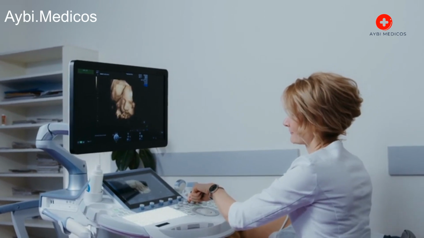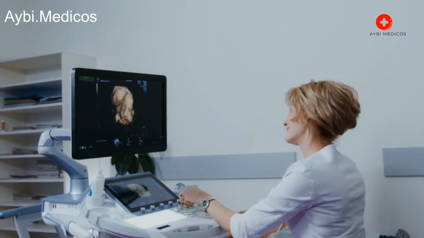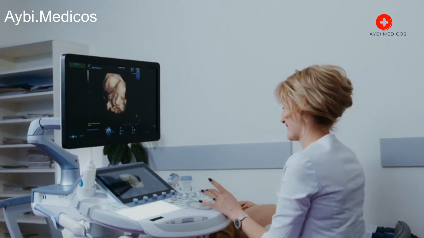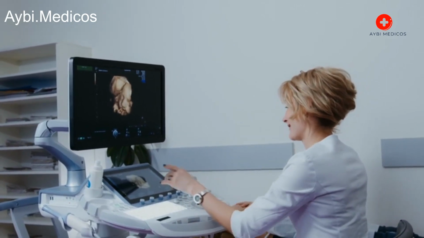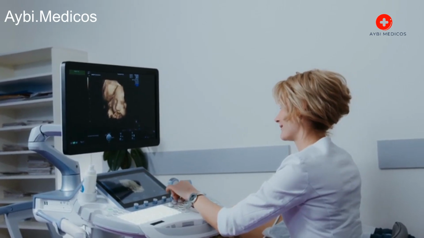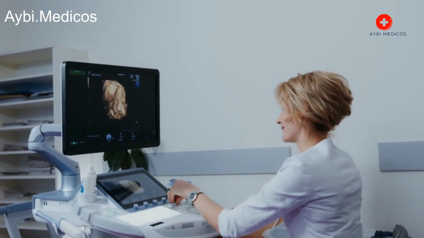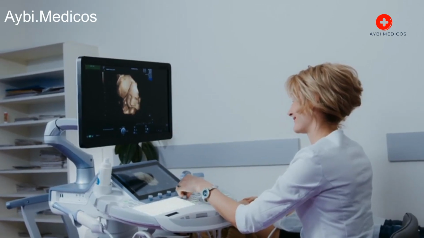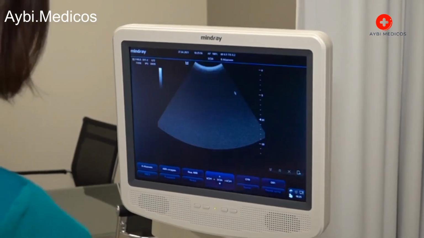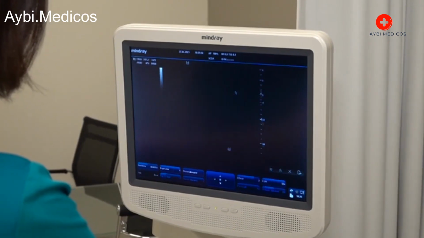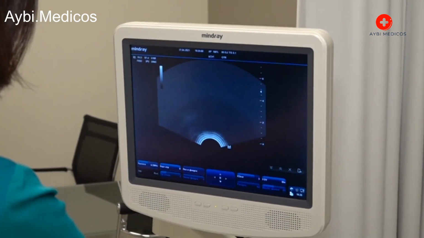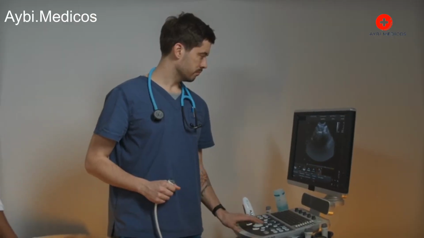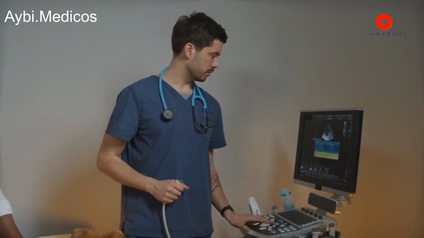Limitations of ultrasound. Limited penetration. Ultrasound may have difficulty penetrating bone or air-filled structures, limiting its use in certain areas. Operator dependent. The quality of ultrasound images can vary based on the operator's skill and experience. Limited resolution. Ultrasound images may have lower resolution compared to other imaging techniques like MRI or CT scans. Image interpretation. Complex anatomy or subtle abnormalities might be harder to visualize and interpret using ultrasound alone.